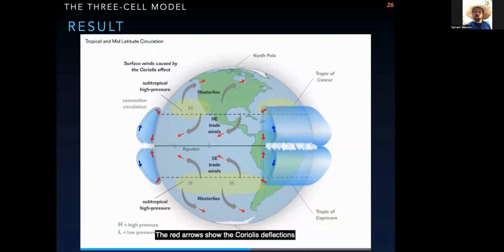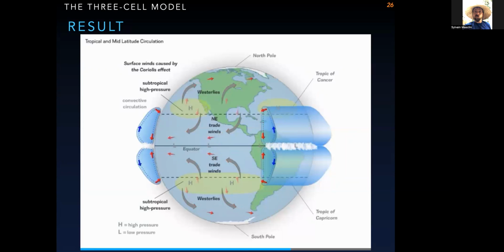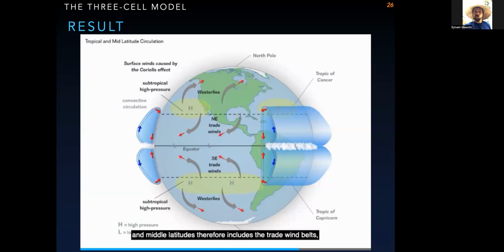The red arrows show the Coriolis deflections that produce the prevailing wind patterns on Earth's surface. Air moving southward from the northern hemisphere subtropical high-pressure zone is deflected to the right, toward the west, to produce northeasterly trade winds, whereas air moving northward from the high-pressure belt is deflected to produce westerly winds. The circulation between the equator and middle latitudes, therefore, includes the trade wind belts, where winds come out of the east, and the mid-latitude westerlies, where wind blows from the west.